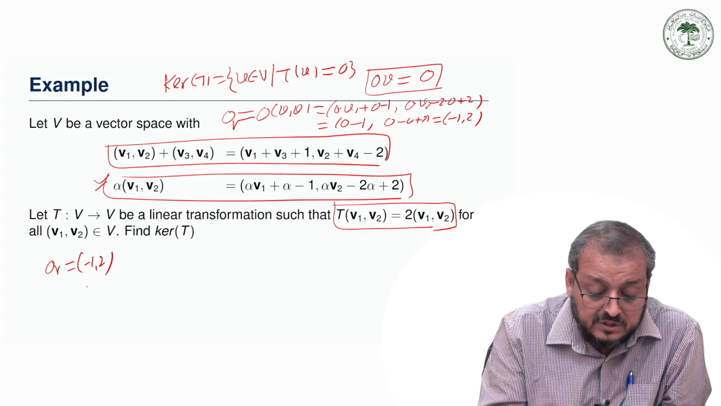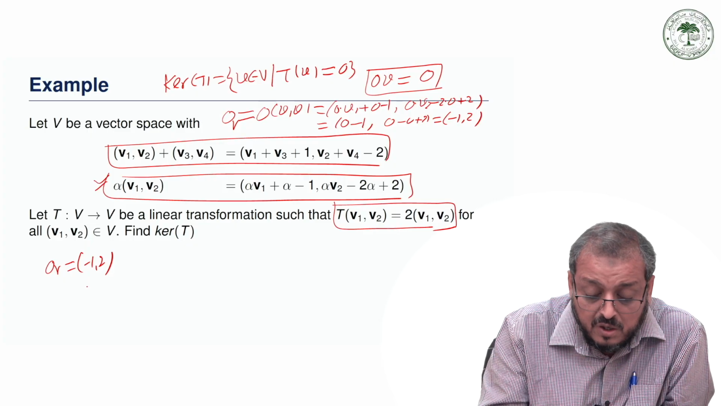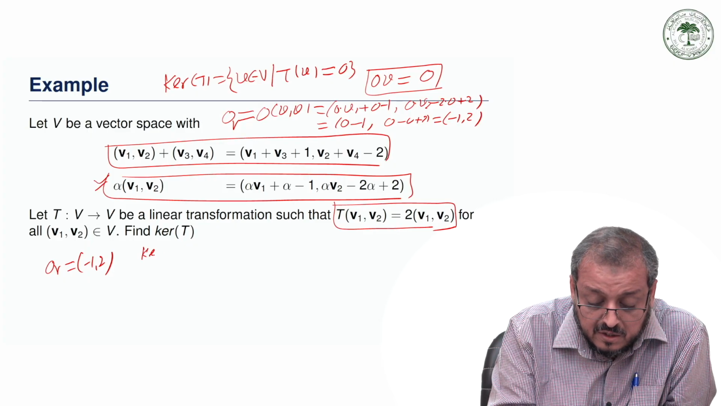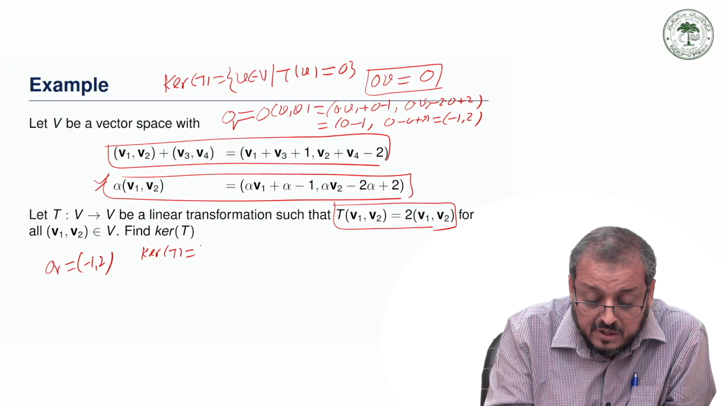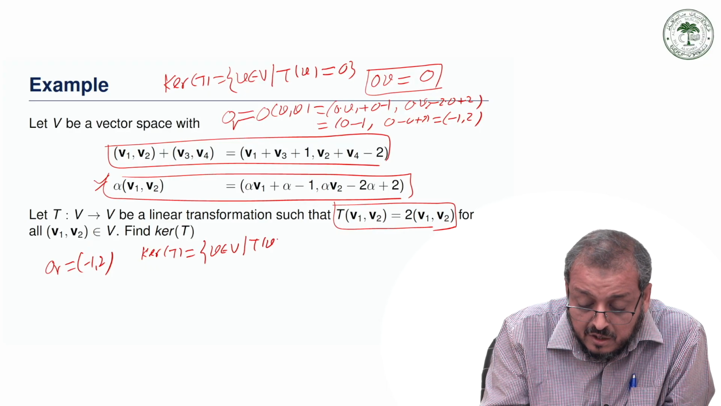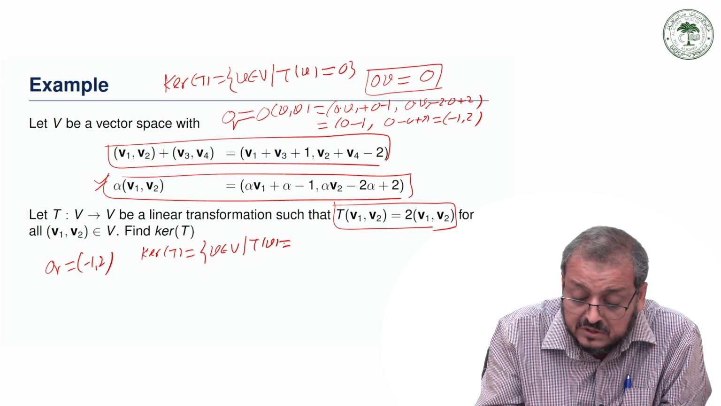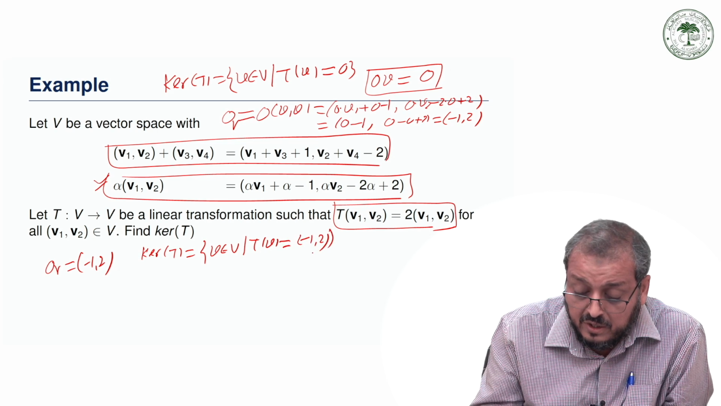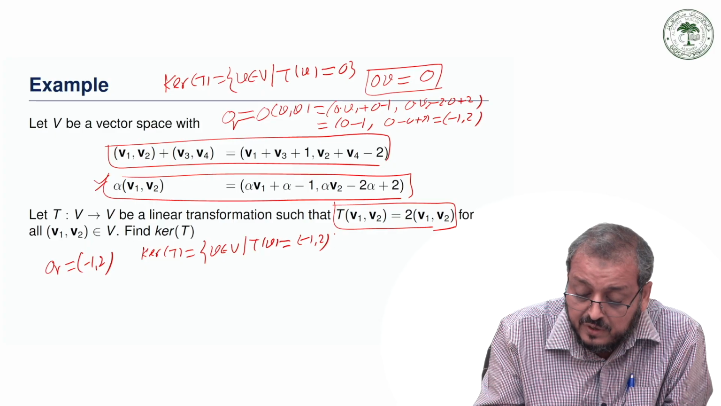So, if this is (-1, 2), we try to find the kernel of T. We can say that the kernel of T can be written in the form of V, the element of V, such that T of V is not 0 but is the zero element here, (-1, 2). Okay, so now we just try to find what this is.